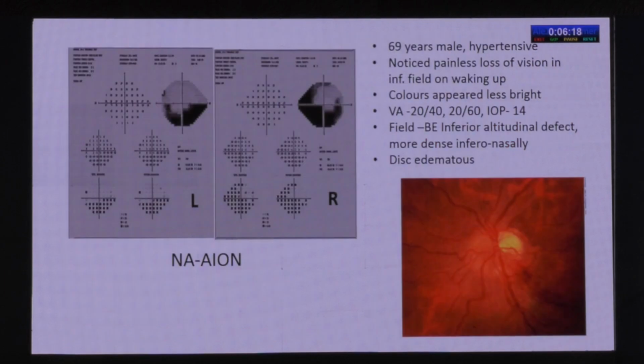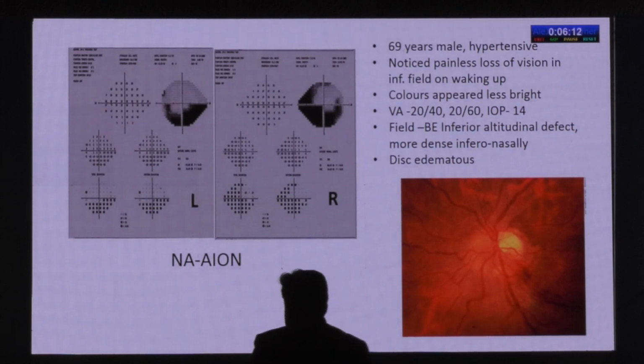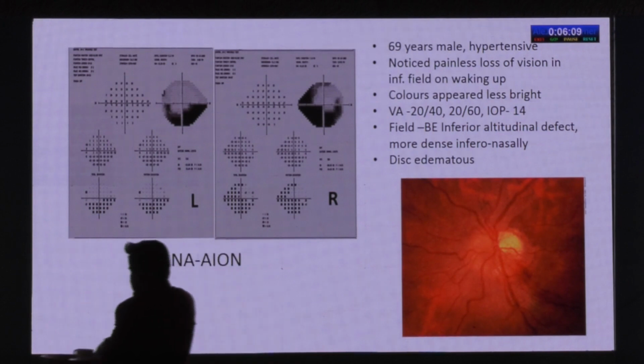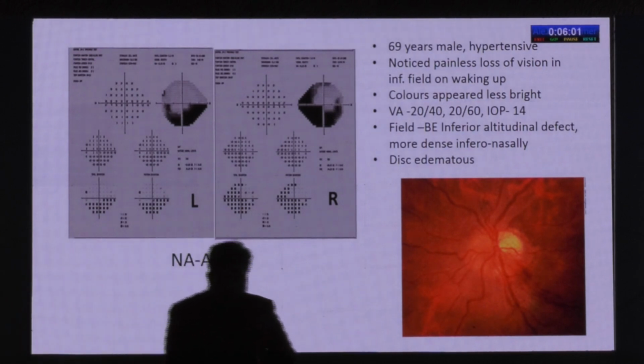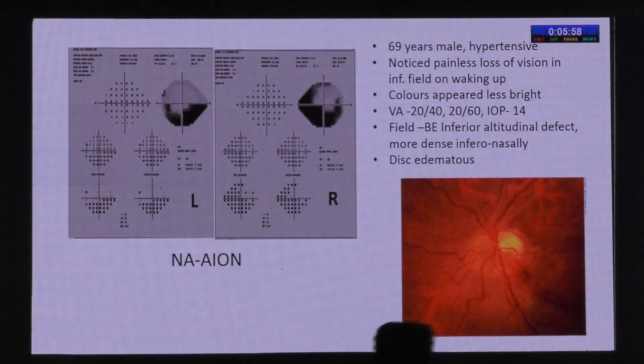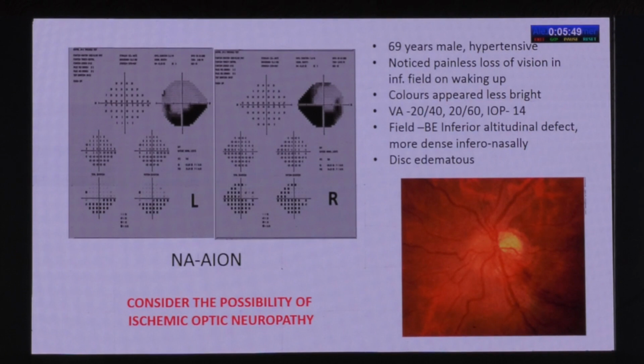revised. And this 69-year-old male, who is hypertensive, noticed painless loss of vision in the inferior field on waking up, and colors appeared less bright to him. The field showed an inferior altitudinal defect in both eyes, and an altitudinal defect again is suggestive of ischemic optic neuropathy. If we see the disc here, the disc is edematous, but once the edema subsides, it is really very difficult to distinguish ischemic optic neuropathy from glaucoma. But here we have to at least think of it as a differential diagnosis before diagnosing it as glaucoma.